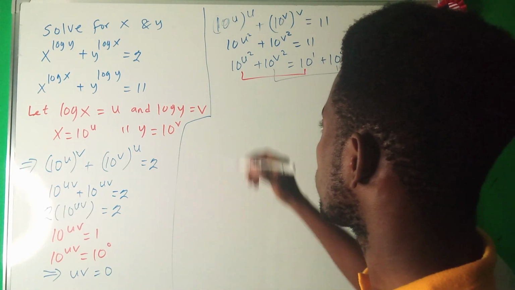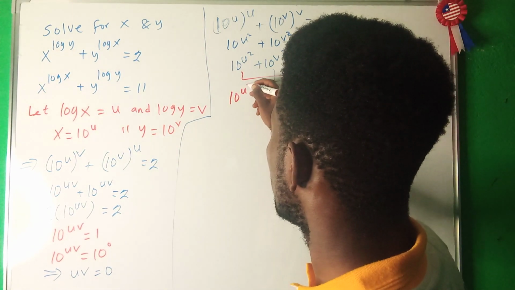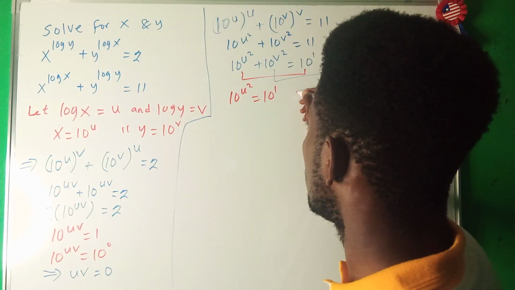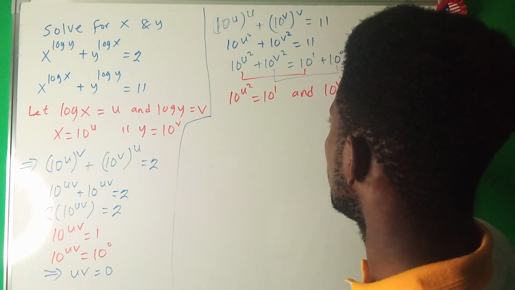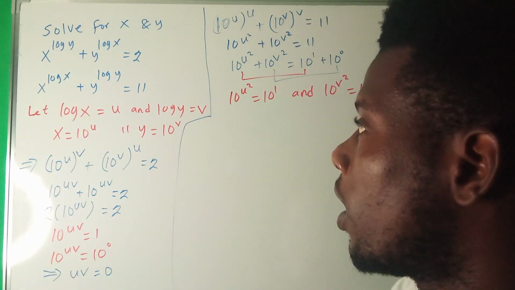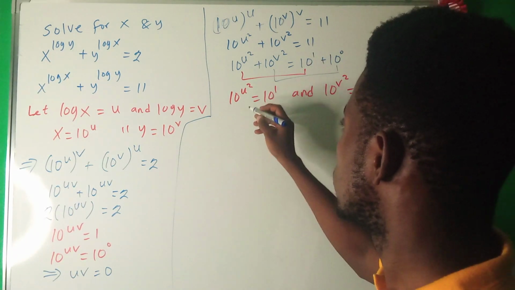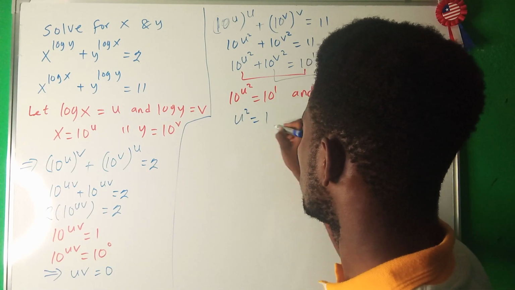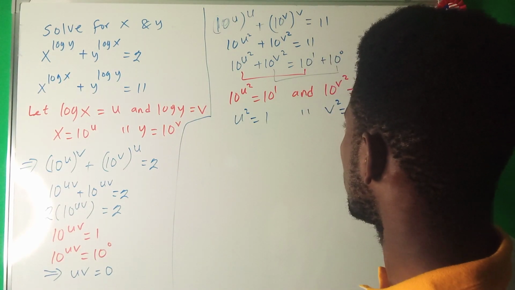So I'll have 10 raised to the power of u squared is equal to 10 raised to the power of 1. And 10 raised to the power of v squared is equal to 10 raised to the power of 0. And if I do that, I am definitely going to have u squared equal to 1 and v squared equal to 0.